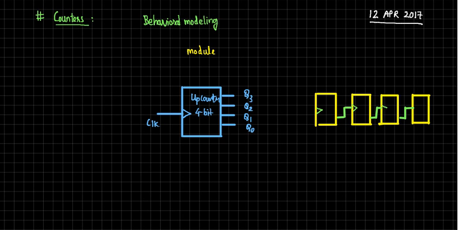Positive edge triggered clock, and this Q bar, Q bar, and so on. We are taking the output from the non-complemented terminal. So the output I am taking from here.